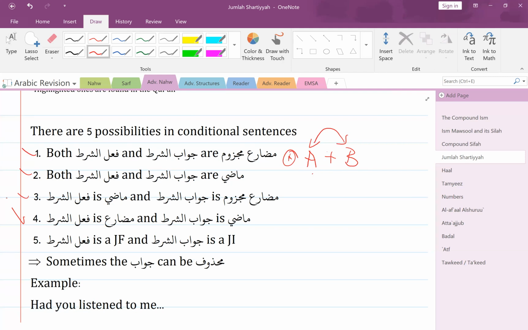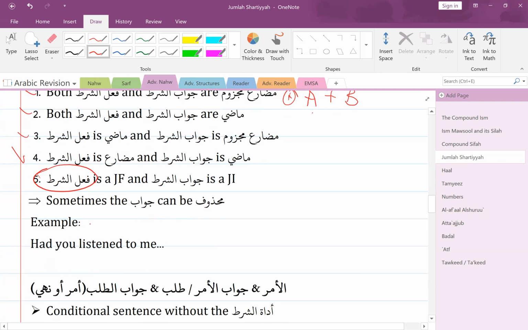Now the last possibility is where the first part is either a madi or a mudari', so it's a Jumlah fi'liyah, and then the second part is a Jumlah ismiyah. That's a different possibility. Now remember, because Jumlah SharTiyah is a Jumlah fi'liyah, you can never have the first part, the fi'l shart, as a Jumlah ismiyah. It has to be a fi'l. That's why we're even calling it fi'l shart. The condition cannot be an ism. That's very important to remember. The condition has to be a fi'l.